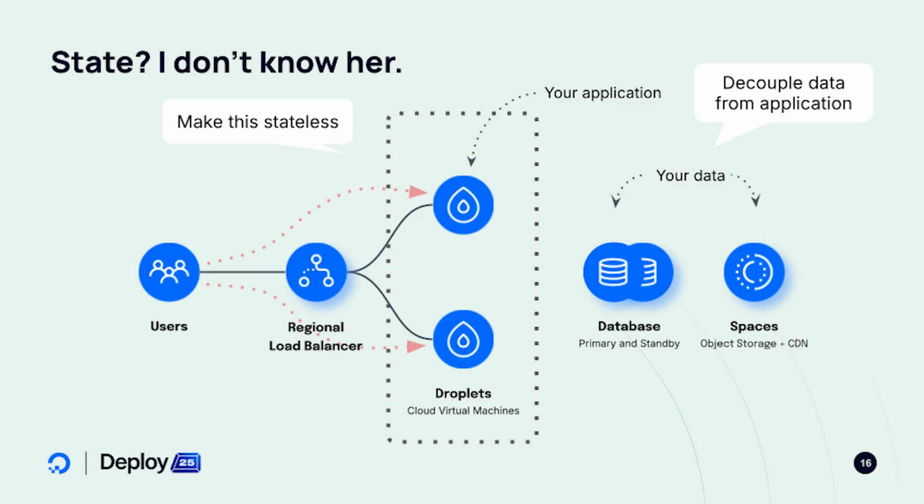So what we do is we actually take the state out of your droplet layer and put your data in a database or in the object storage. So basically, we are decoupling the state from your application code. So this part, in the square there, it becomes stateless. There's no state.